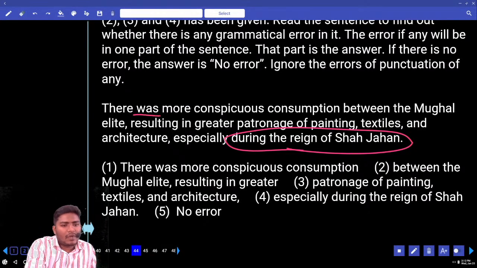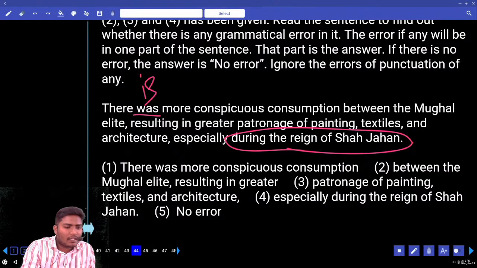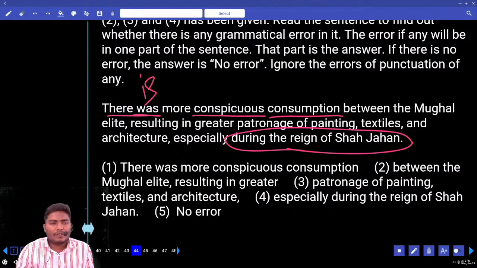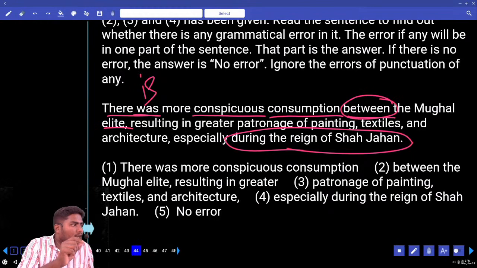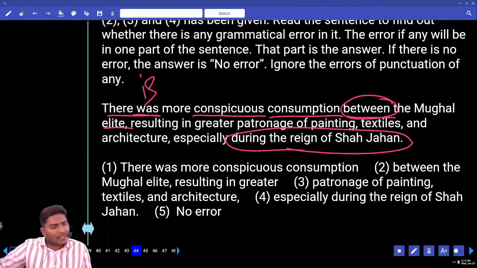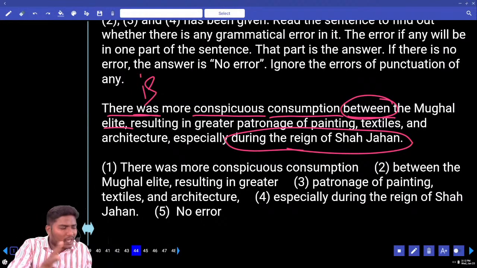Now, can we use there was or can we change it into there is? There was only. Why? Because we have a sentence that can support our argument, right? Now, there was something. There was what? There was more conspicuous consumption between the Mughal elite. Now, whenever you come across the preposition between, you always have to search for two nouns. It can be two nouns, or two adjective phrases or noun phrases, anything. But there must be two.